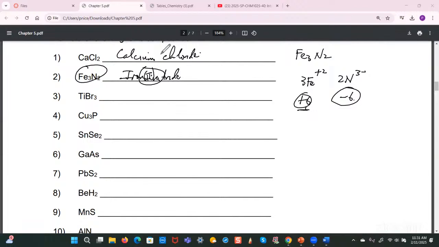But in the case of the iron, you have 2 possibilities. You have +2, +3. In that case, you must include in Roman numerals which one you're dealing with when you're writing down the name. So in this case, it would be iron 2.